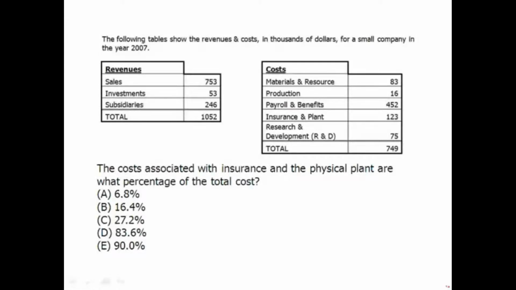The costs associated with insurance and physical plant are what percentage of the total cost? So here the costs associated with insurance and physical plant, and we want to know that is what percent of these total costs here. You might be tempted to reach for a calculator, but let's do some approximation. If we just do a one-digit approximation, that would be 1/7, which is about 14%. If we take the first two digits, 12 over 74, well, that's not too far away from 12 over 72, which of course is 1/6, and that's about 16%. And so right away we're seeing these approximations are honing in on a single answer choice, and in fact that's the correct answer choice B.